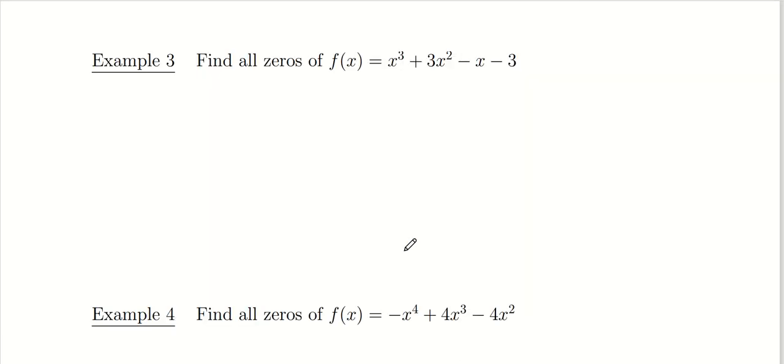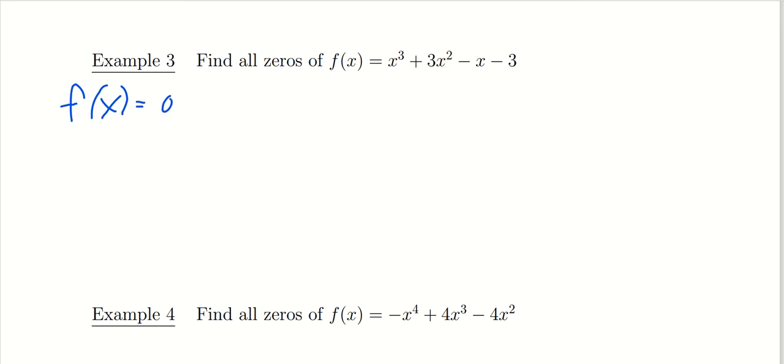Let's take a look at some examples. In example 3, we want to find all zeros of f of x equals x cubed plus 3x squared minus x minus 3. In general, finding the zeros and solutions of a polynomial function can be quite difficult. We will talk about some more advanced methods later in this section of how to do so. But for right now, our key main techniques are the ability to factor and then set each factor equal to 0. And in example 3, that's what we can do.